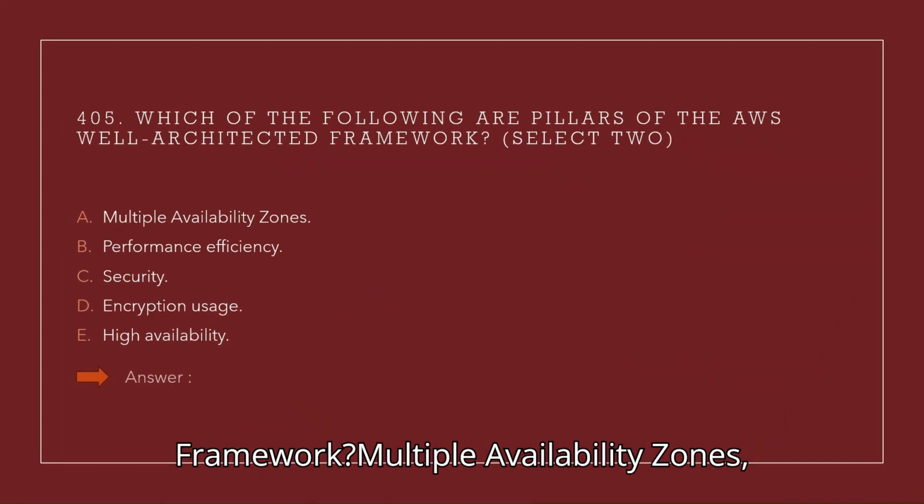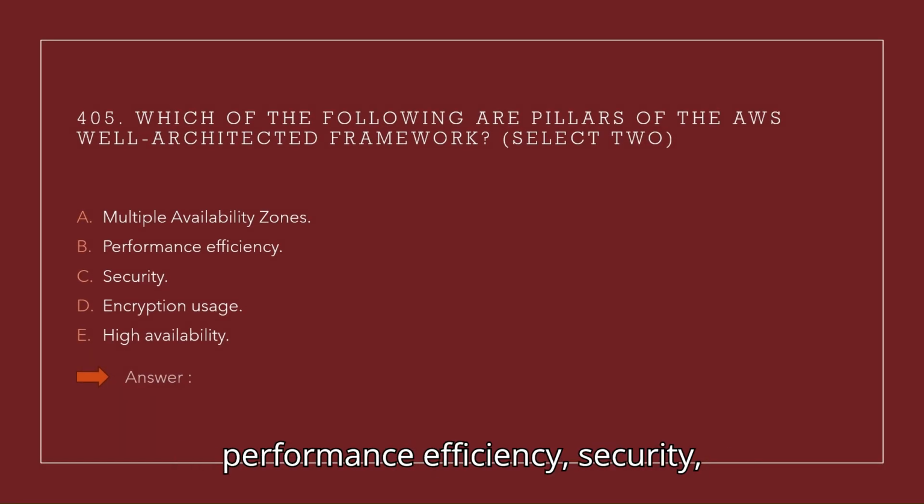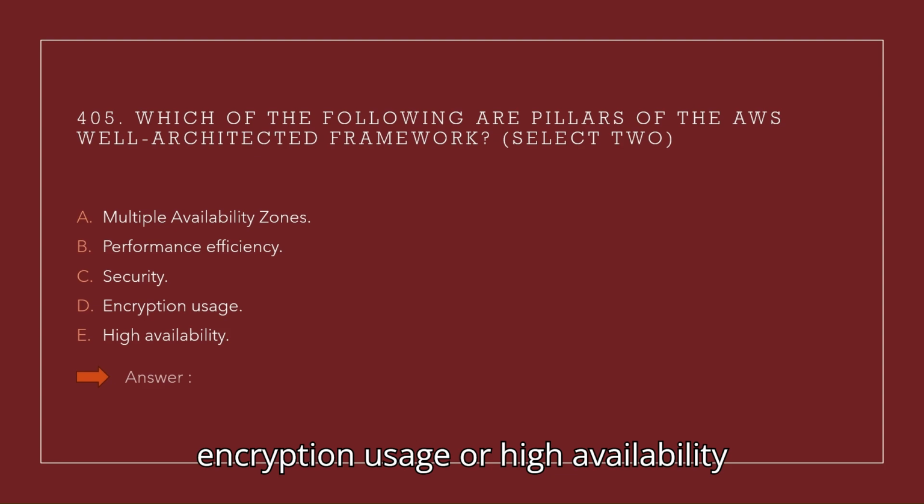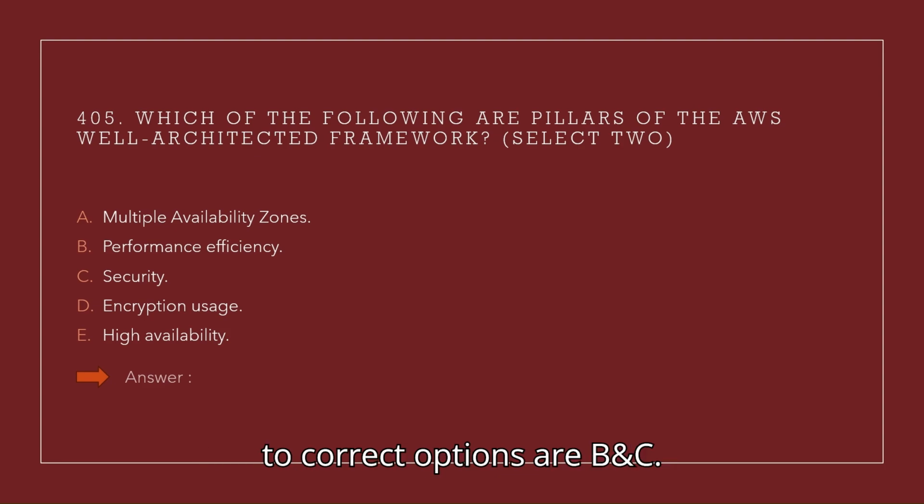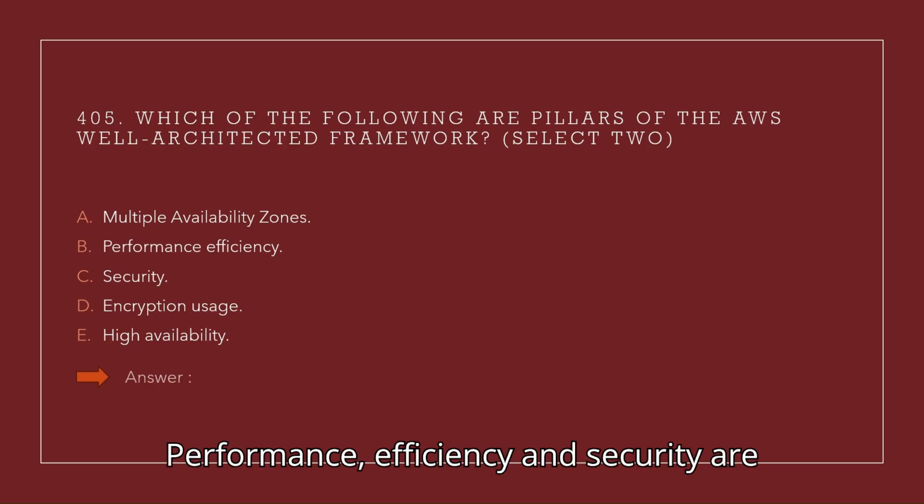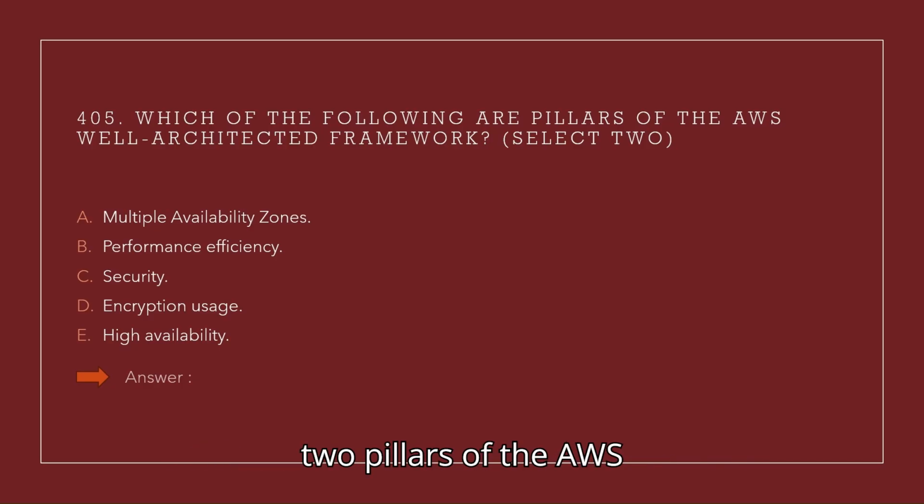Moving on, which of the following are pillars of the AWS Well-Architected Framework? Multiple Availability Zones, performance efficiency, security, encryption usage, or high availability. Two correct options are B and C. Performance efficiency and security are two pillars of the AWS Well-Architected Framework.